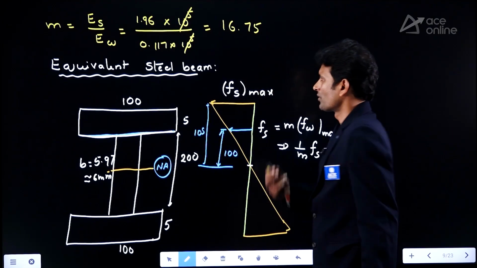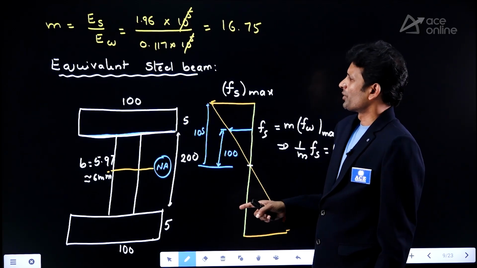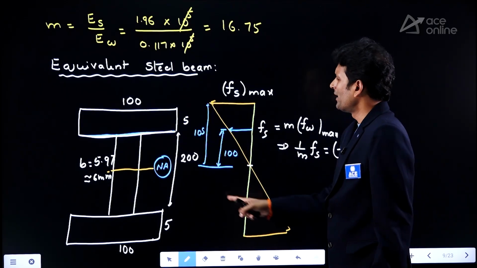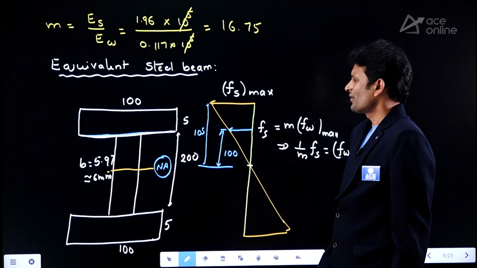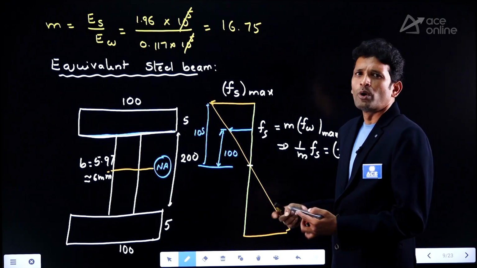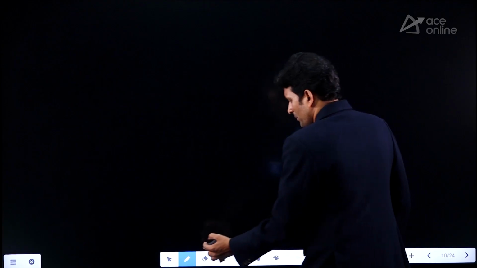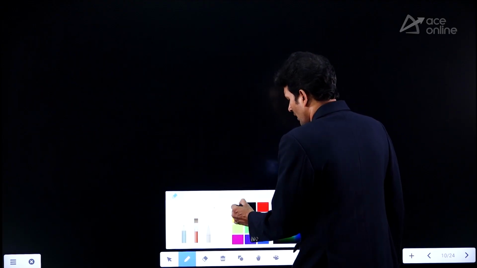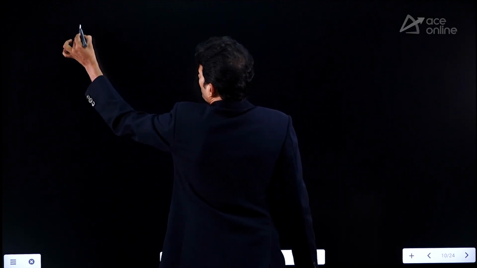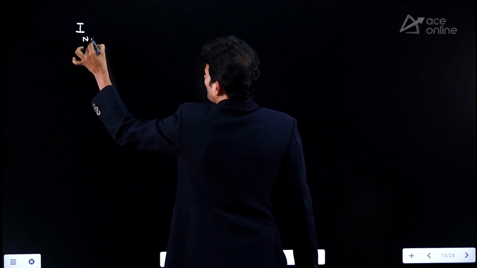So the very first step is to find the moment of inertia for this equivalent section. Since it is an I section, you know how to find the moment of inertia for the I section. I am using BD cube divided by 12 minus small bd cube divided by 12, that's it.